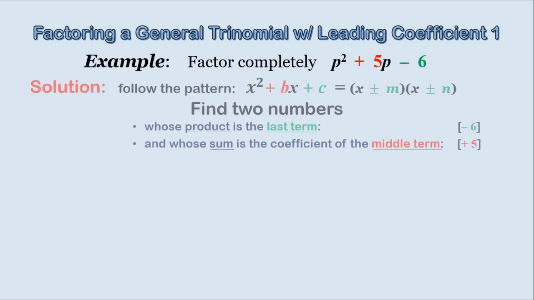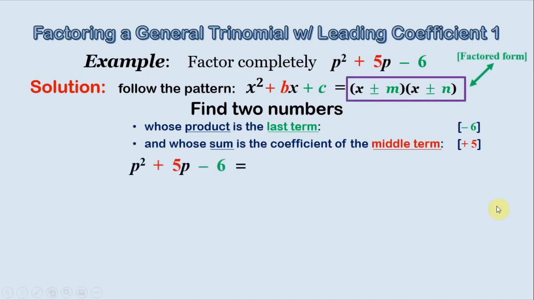Let's have a sample problem. Factor completely the given polynomial as shown. Since it's in the form of a general trinomial with 1 as the leading coefficient, factor according to the pattern indicated in the factored form.